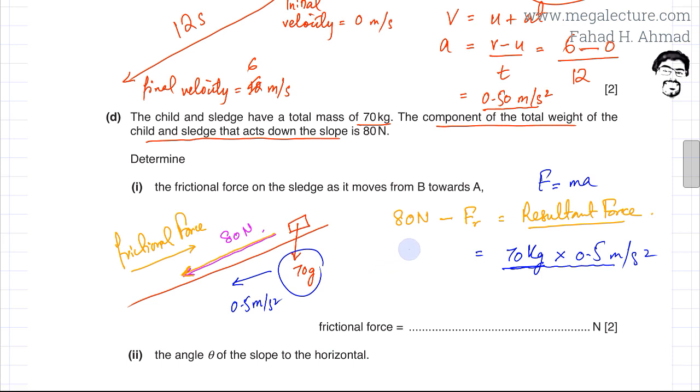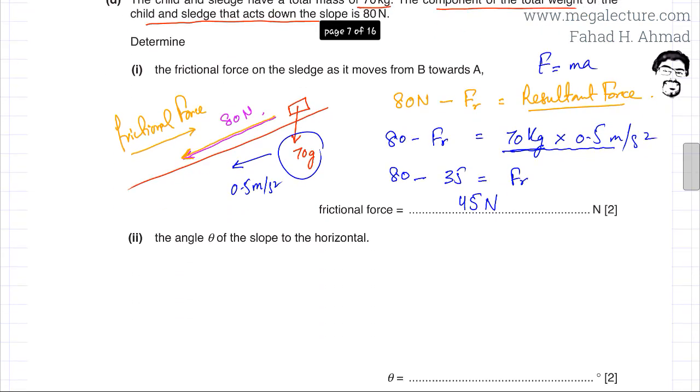It's 80 minus the frictional force, and if I make the frictional force the subject of the equation, it's going to be 80 minus 70 into 0.5, which would be equal to 35. So 70 multiplied by 0.5, half of 70 is definitely 35, and if I subtract 35 from 80, that would give me 45 newtons. And that is the correct answer, 45 newtons. That's your frictional force. And then moving to the next part of the question.